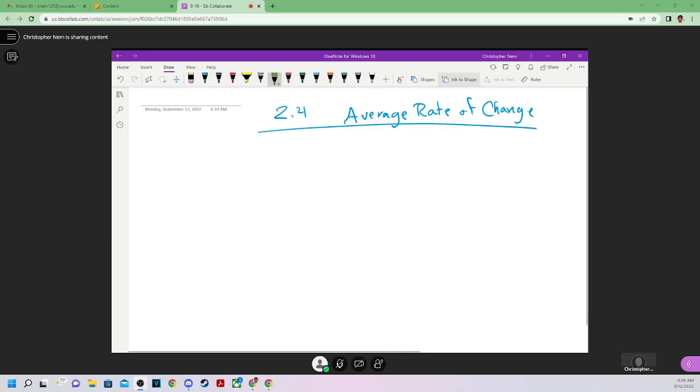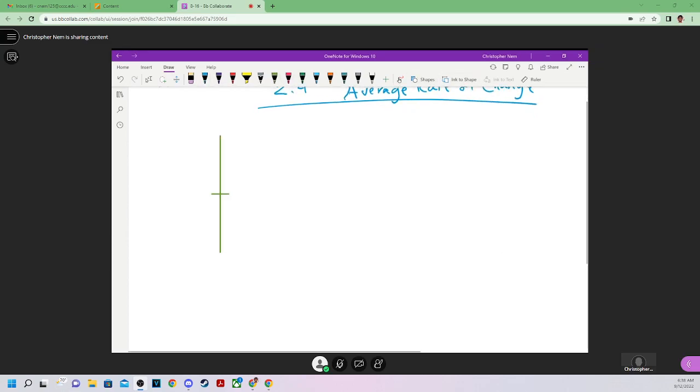So let's take a graph. The question is, if I were to give you a graph and ask, hey, what is the average rate of change? What is the slope? The two words are synonymous. But the problem is, this is not linear. It's not a straight line.